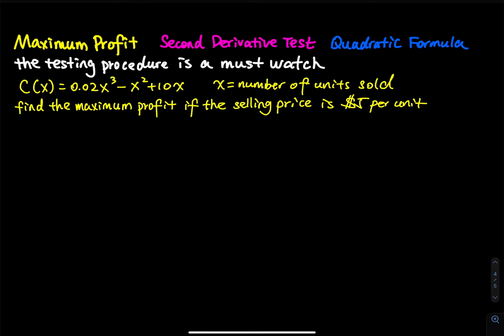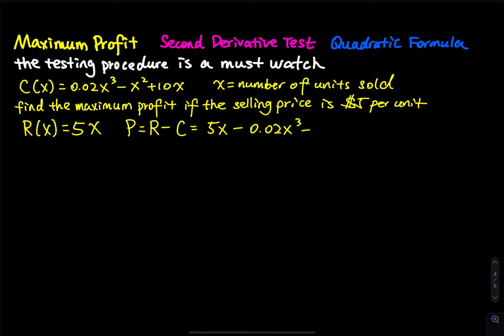In order to find the profit, since profit is equal to revenue minus cost, we have to find the revenue function. So what's the revenue? The selling price is $5 per unit, right? You charge customers $5 per unit, so the revenue function is R(x) = 5x. So the profit is equal to revenue minus cost, so that is 5x - 0.02x^3 - x^2 + 10x.